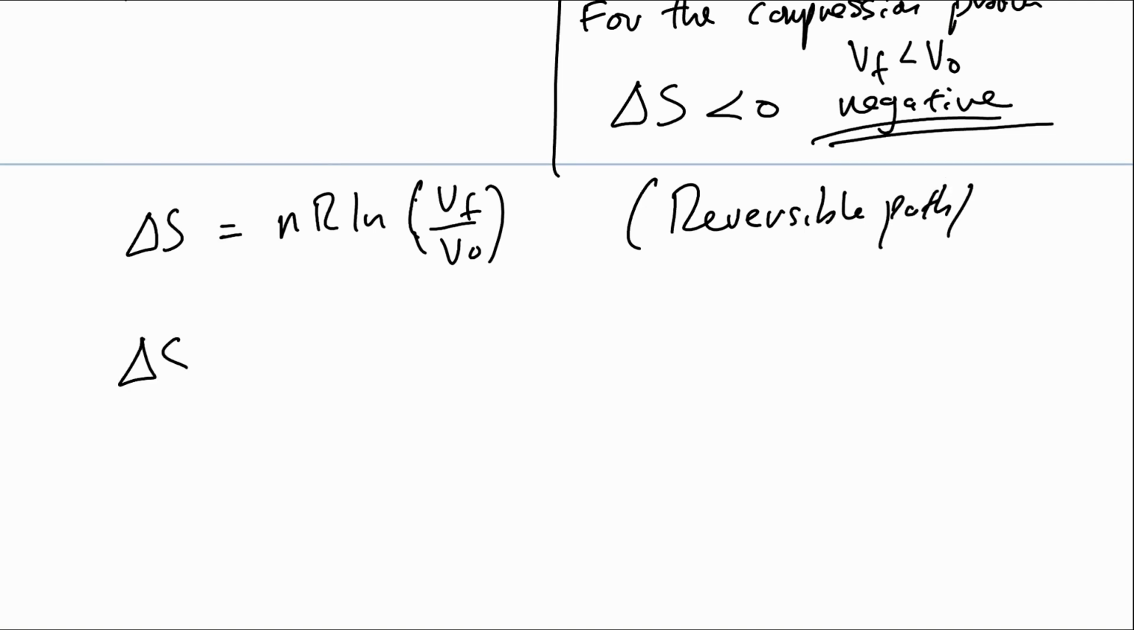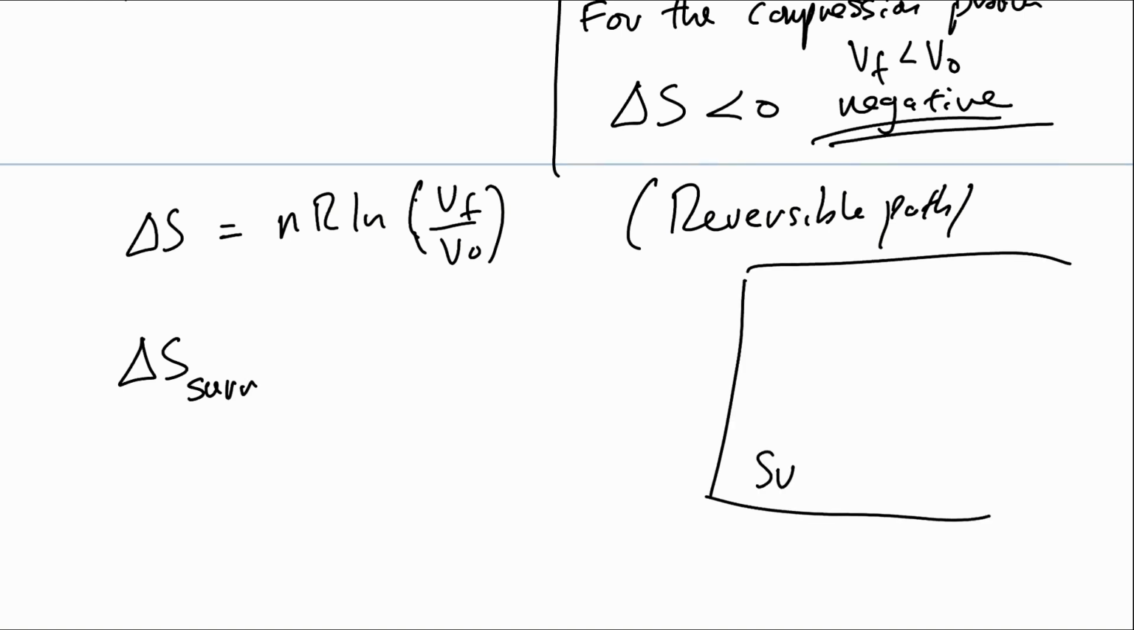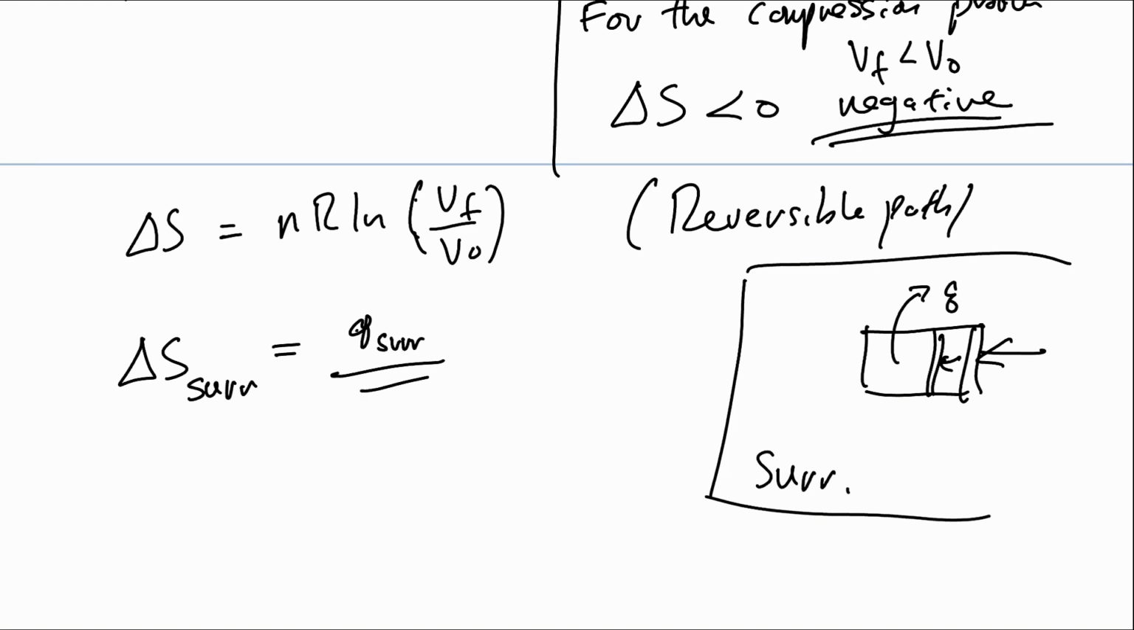Now, there's a delta S of the surroundings. So if I draw my picture, here's the surroundings. I've got my piston, right? And I'm compressing it, and heat goes like that, Q, right? So delta S of the surroundings is going to be Q of the surroundings divided by the temperature, and the temperature of the surroundings is T naught.